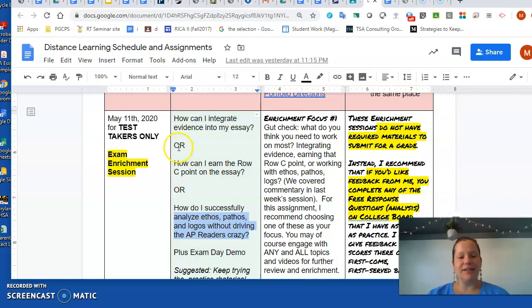You'll notice that I've suggested "or." I really don't want to overburden you here. I don't know what's going on in your life. I don't know what's going on with your other classes. So I've suggested that you do a gut check and think about what you need to work on most. For this assignment, I recommend choosing one. But of course, if you would like, you can engage with any and all topics and videos for further review.